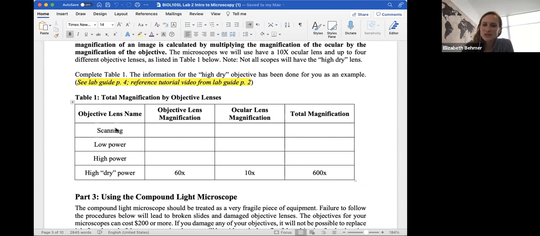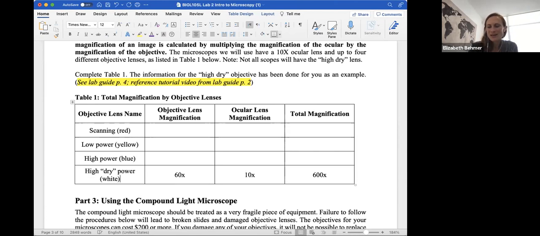And in your worksheet, the scanning power objective lens was the red color, the shortest objective lens. And then you had a low power, a high power, and a high dry power. If I'm looking correctly, going up, you have a yellow, blue, and white. They give the objective lenses different colors just to better identify them.